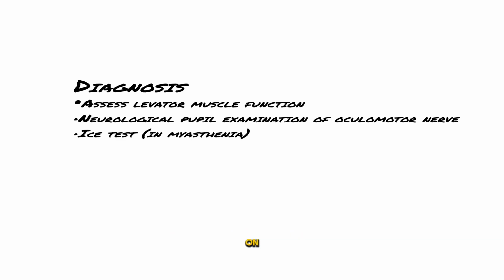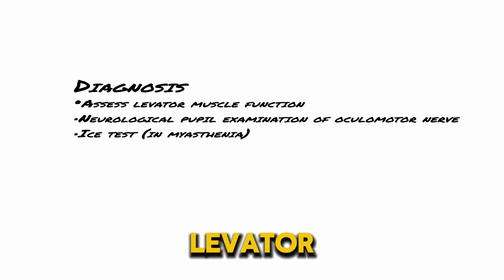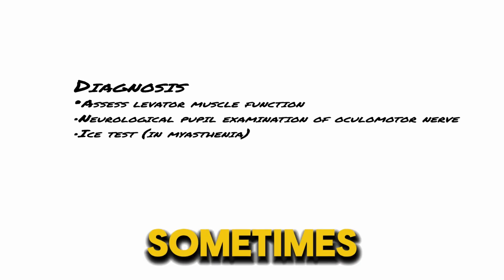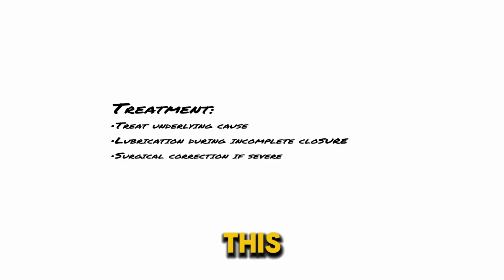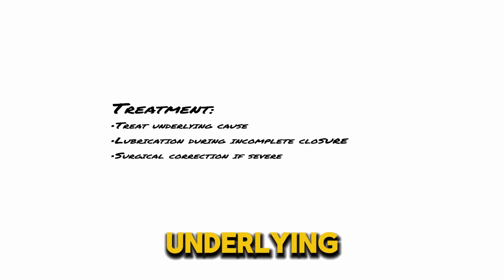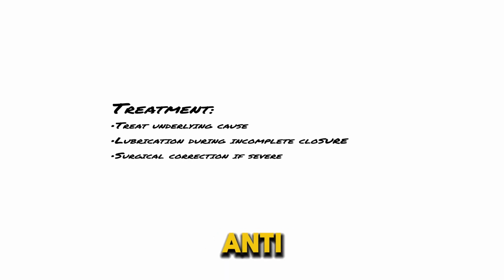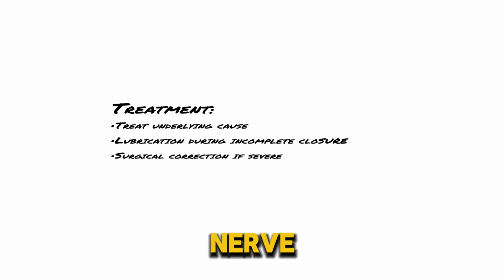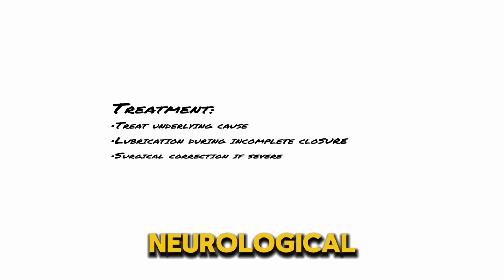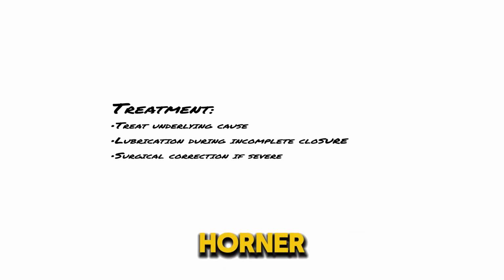Diagnosis relies heavily on looking for any asymmetry between both eyes, assessing the levator muscle function, and sometimes measuring the palpebral fissure height. Treatment would be treating the underlying causes such as myasthenia gravis, with anticholinesterase plus immunotherapy. If you have cranial nerve 3 oculomotor nerve palsy, you do an urgent neurological evaluation. If it's Horner syndrome, then you have to investigate the cause.